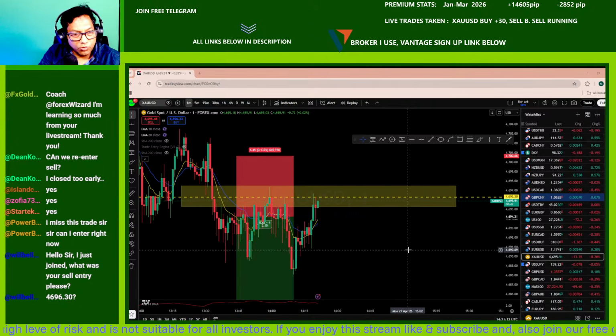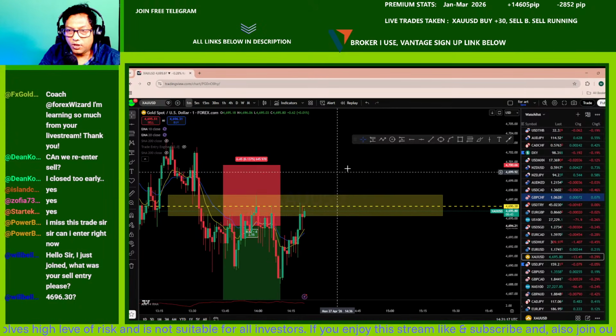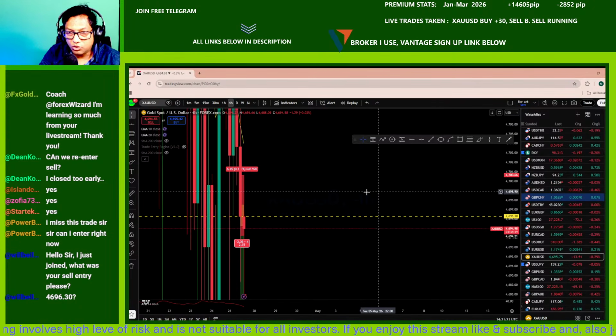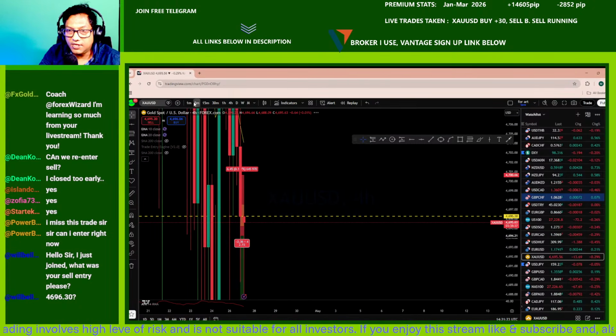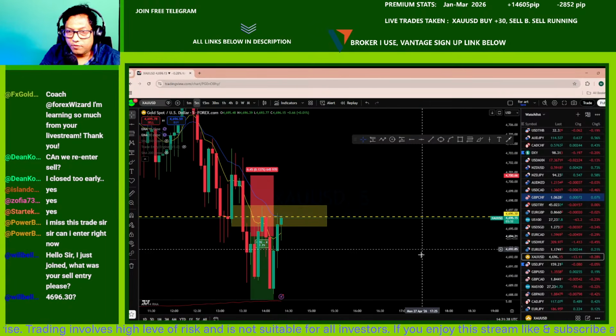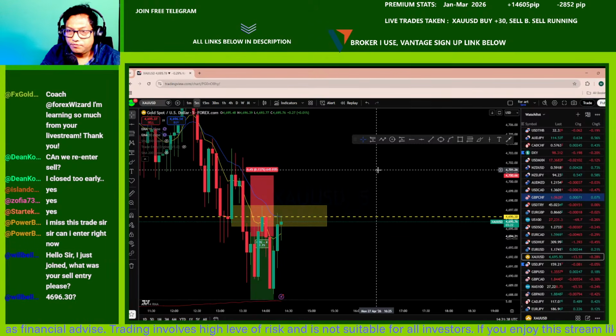So just to join, what was your sell entry? We are running a sell entry at the 4-hour candle close after the previous one's close, and it's at this level here at the moment. My entry with this trade is at 4692.78. That's my current sell entry price.